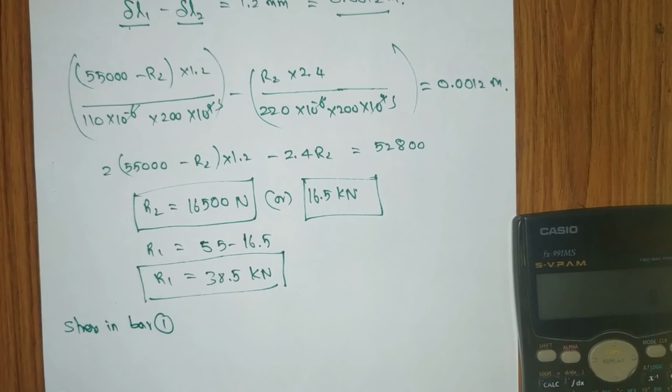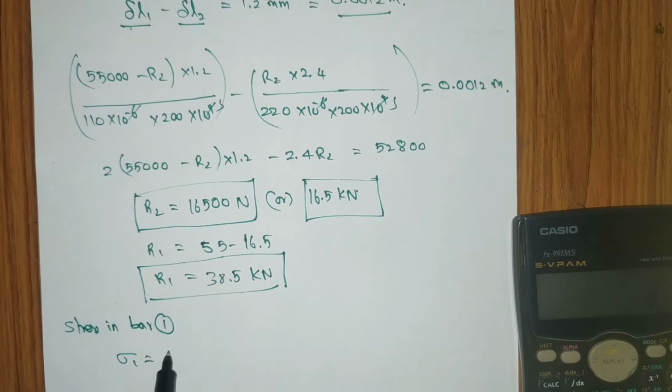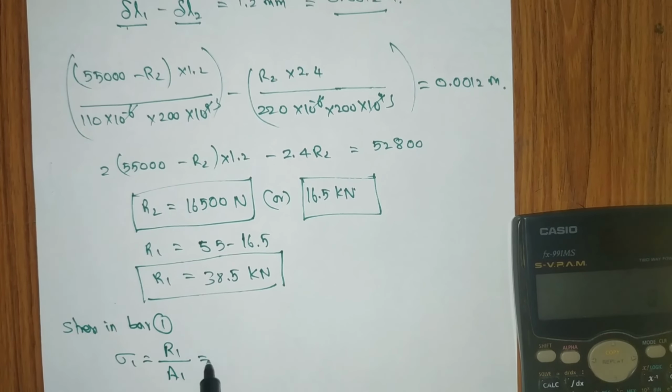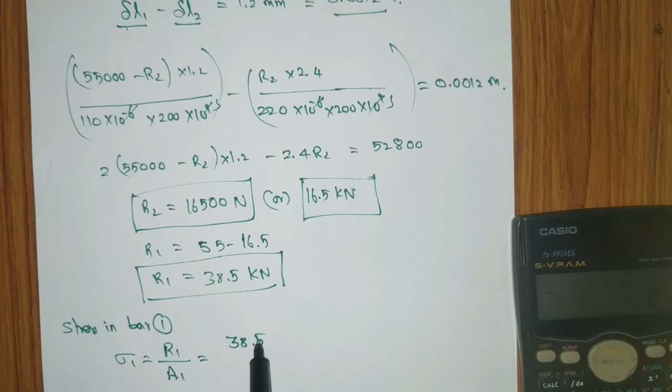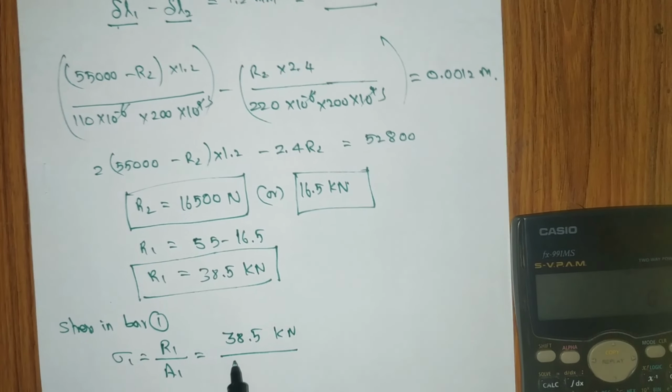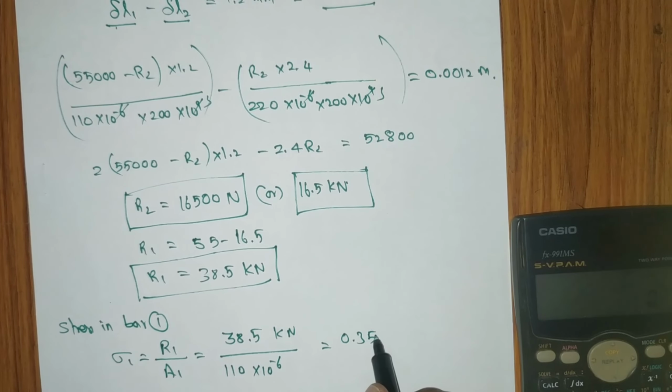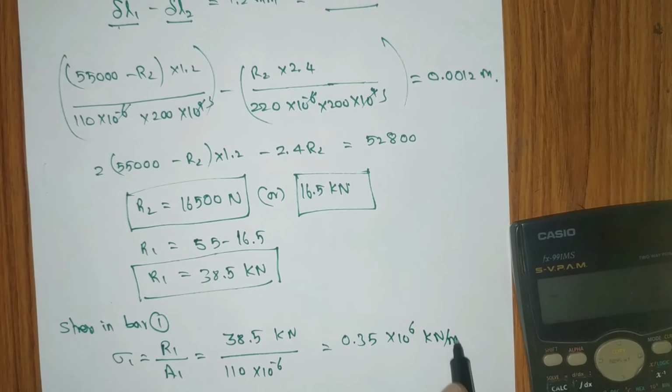Bar 1. So this load by area. Load is reaction, area 1. We know the reaction of R1, 38.5, in terms of kilonewton, this is kilonewton. So area they given in terms of 10 to the power of minus 6. So we'll have 0.35 into 10 to the power of 6 kilonewton per meter square.